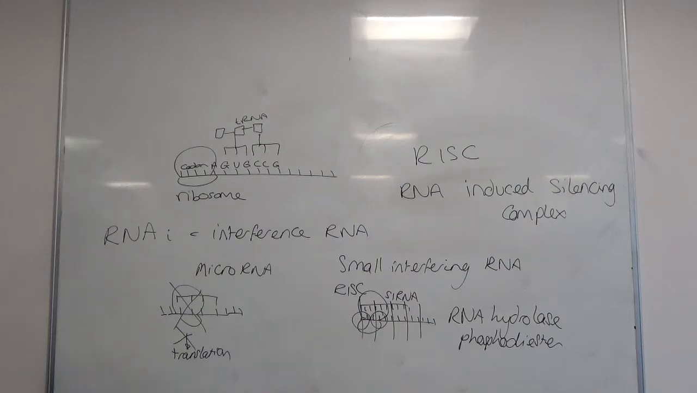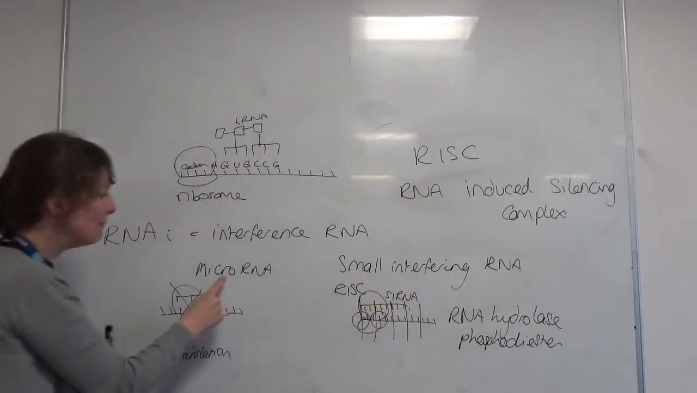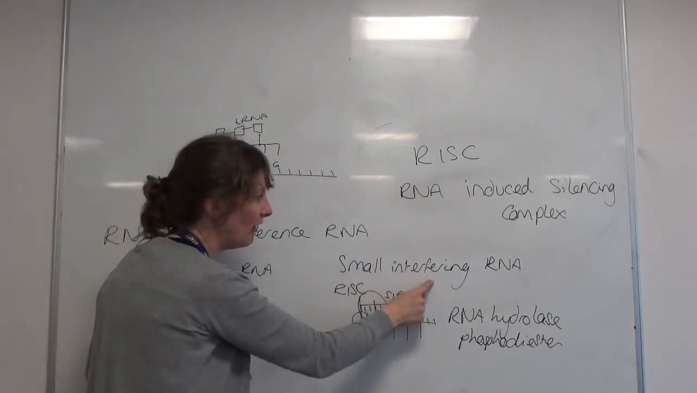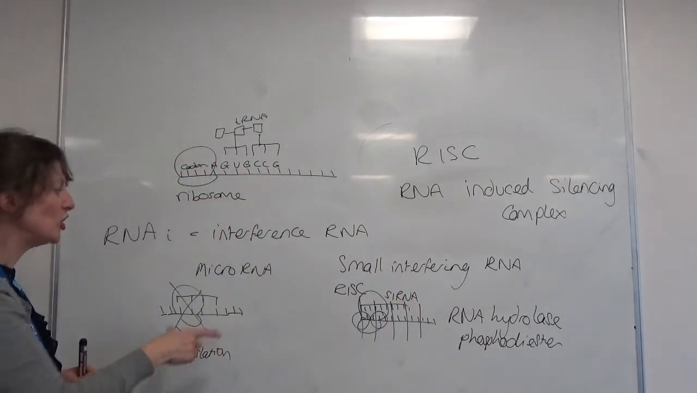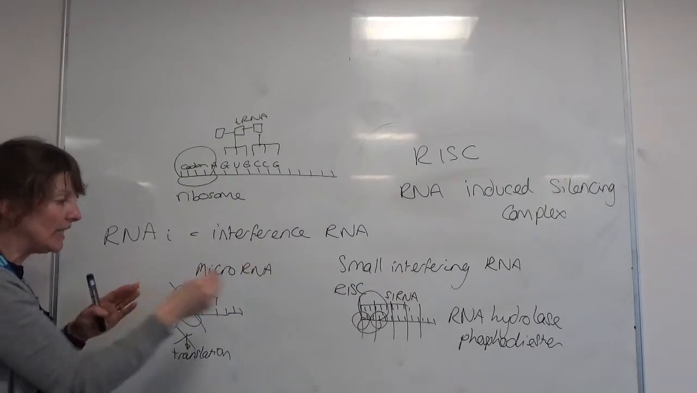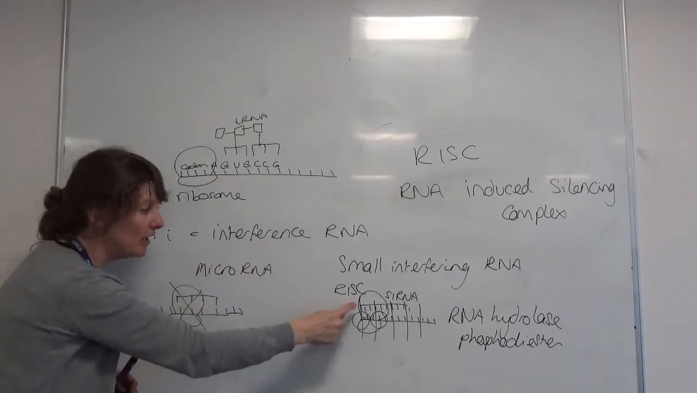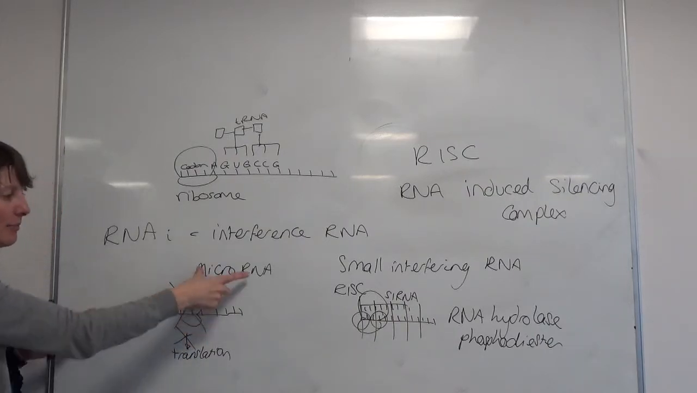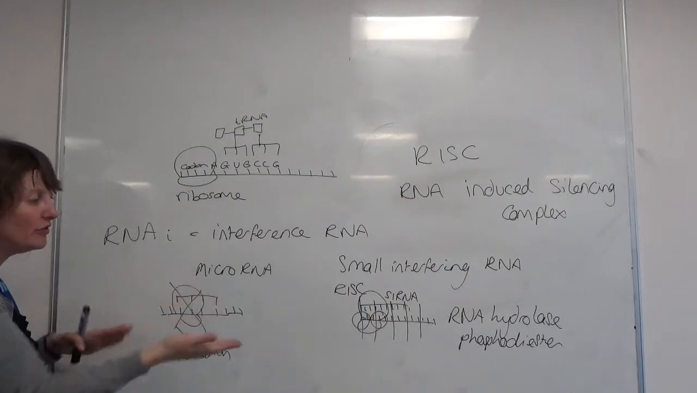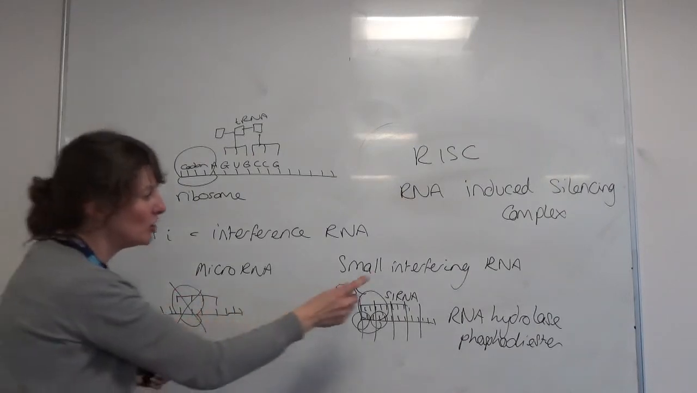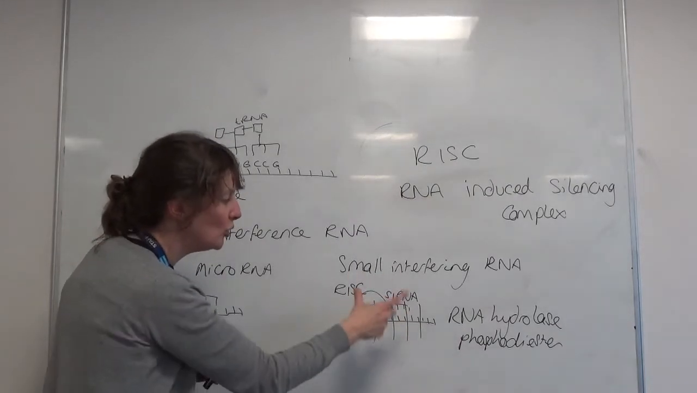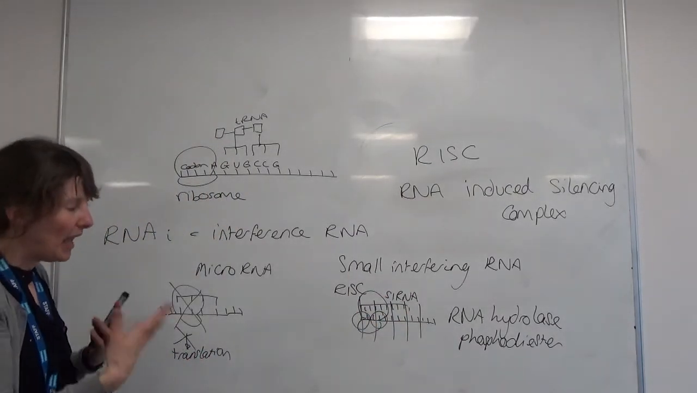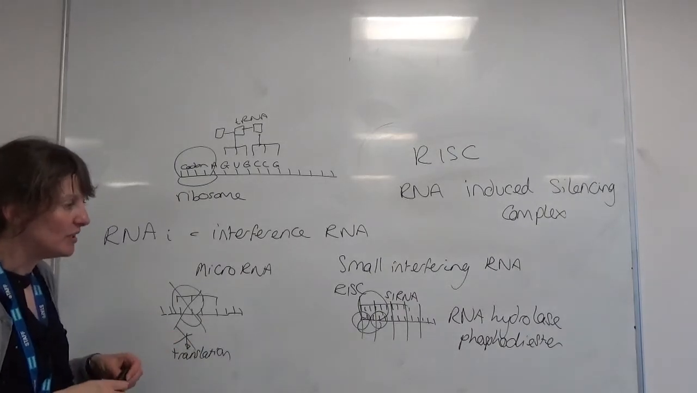So the main things that you need to understand for the RISC and interference RNA is that there are two types of interfering RNA, microRNA and small interfering RNA. The main difference between them is just whether or not they bind completely and perfectly by complementary base pairing, or there's a slight difference in the base sequence. So that means that the microRNA could bind to a number of different mRNAs, whereas the short interfering RNA probably only binds to one specific gene mRNA. So one mRNA made from one specific gene.